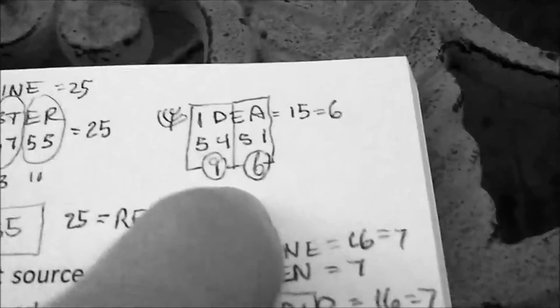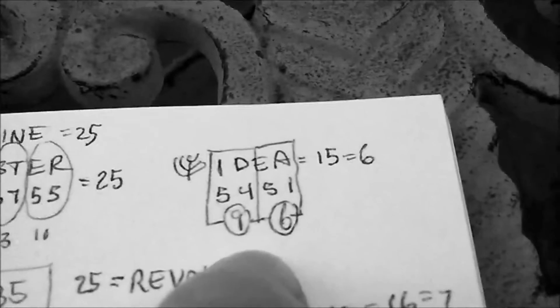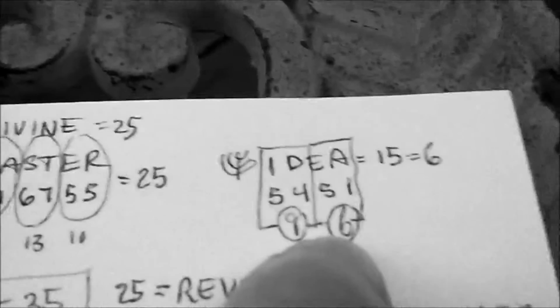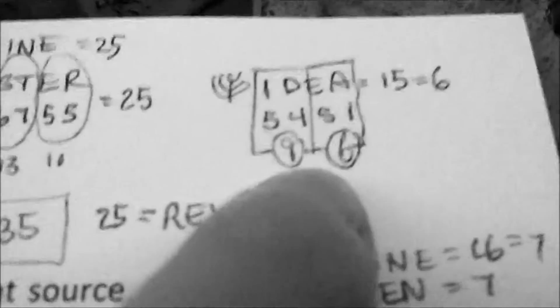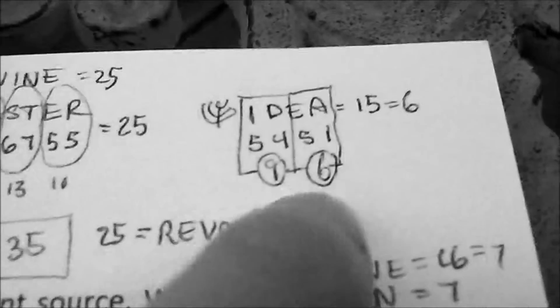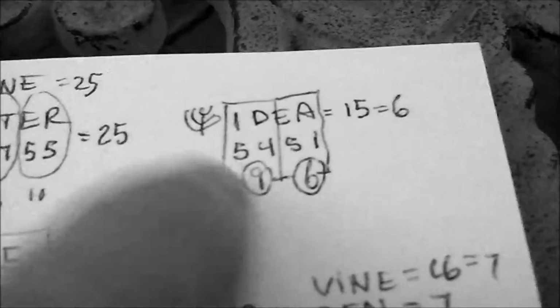This one, idea, I thought was interesting because it's a 9-6. And when you get an idea, it's almost as if it comes from above down to you. And this is the symbolism of this.